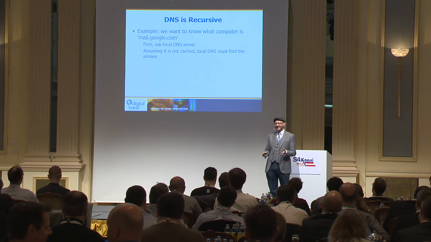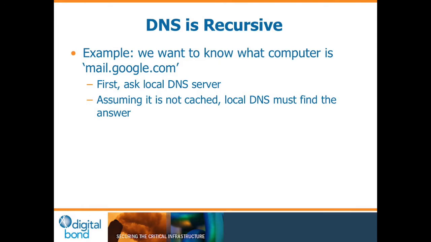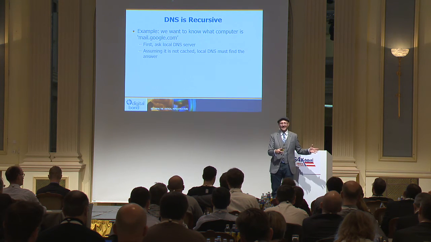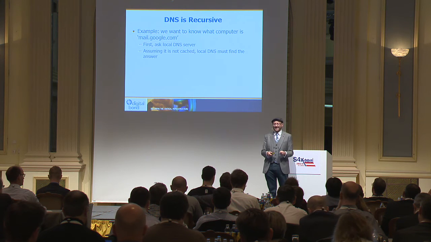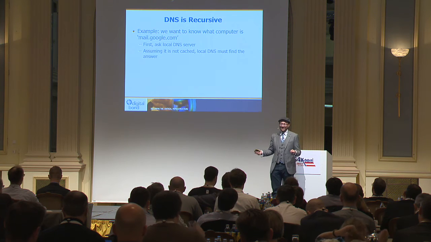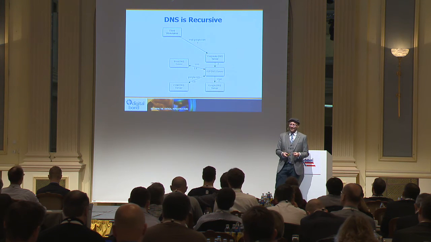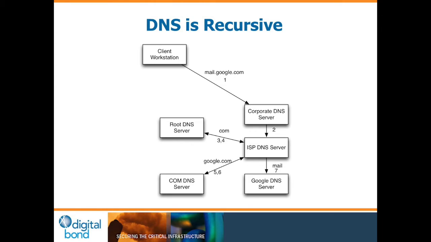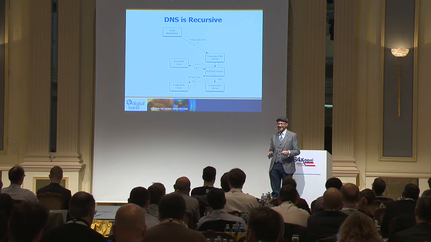So, if you're on your ICS network and you try to look up an internet host name, for example, mail.google.com or www.google.com, the host you're on in your control network first asks the control network DNS server, hey, what's the IP address for this thing? Assuming it's not cached, your local DNS server is then going to reach out to the internet to find an answer. Usually you'll ask first your local DNS server, which will then ask your corporate DNS server, which will then reach out to the internet and ask Google's DNS server, what's the IP address?